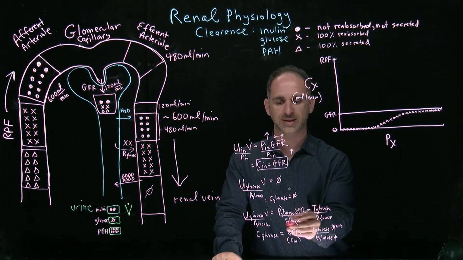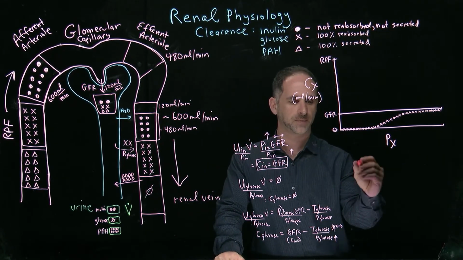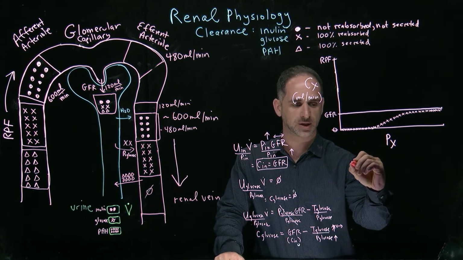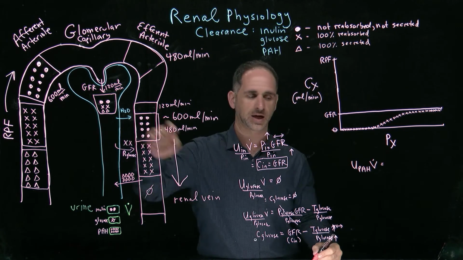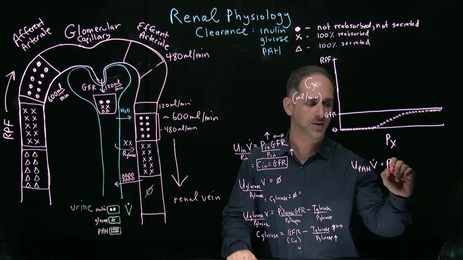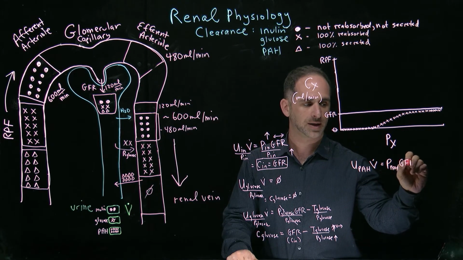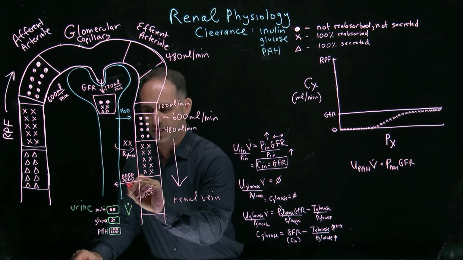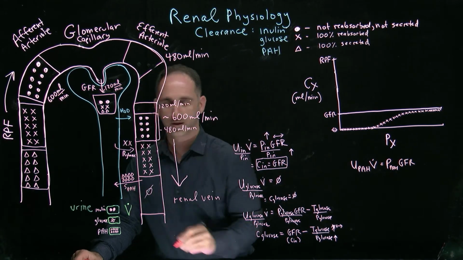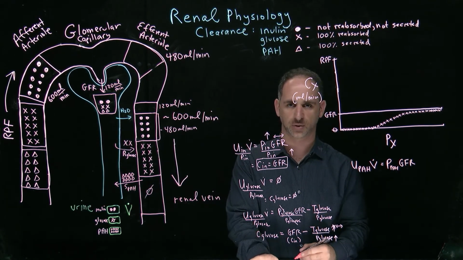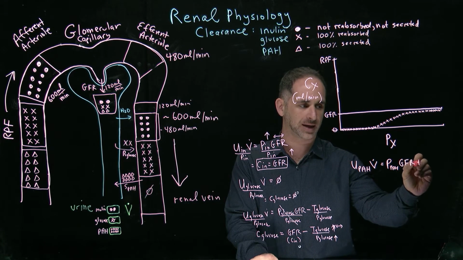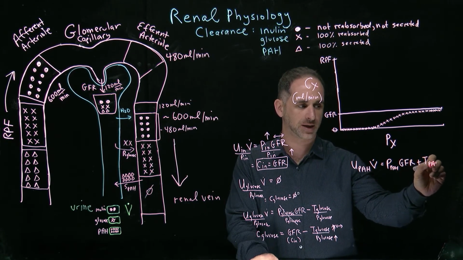So for PAH, we can do a similar explanation, right? So over here for the PAH, I have the urinary excretion of PAH. That's equal to the amount of PAH that was filtered. So that's going to be plasma PAH times the GFR. Now in this case, I'm secreting PAH, and that represents a transport in the other direction, right? I'm adding to the tubular fluid, so I'm going to be adding the transport here of PAH.